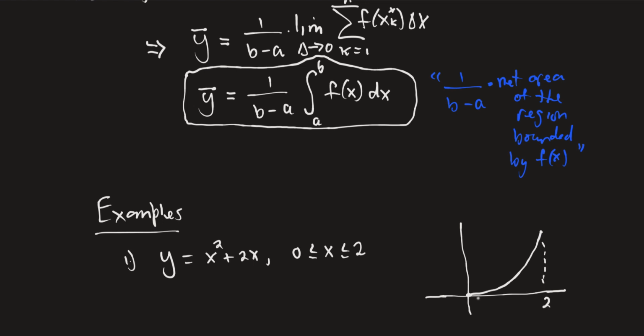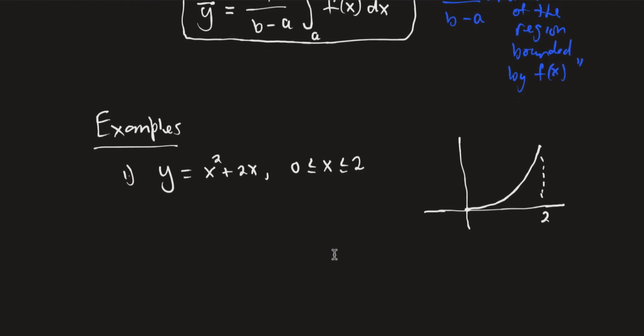So essentially what we're going to be computing now is finding the average of all the y values of the ordered pairs on this function's graph from x equals 0 to x equals 2, right? The computation itself is relatively simple, but it's making sure that we understand the concept behind what we're doing.